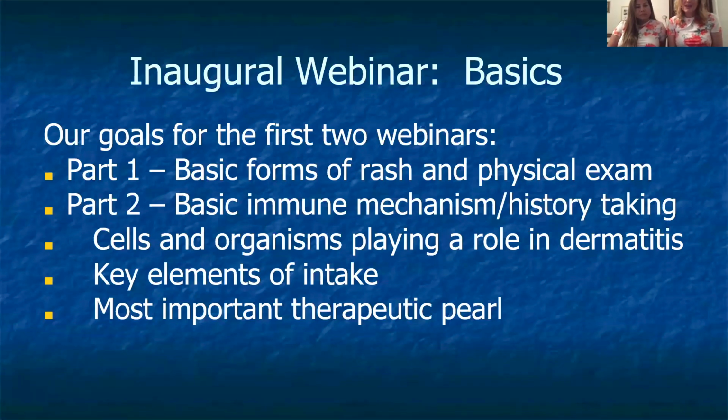And so we're going to try to make it simple and to start with the basics and then build on that. And we are going to include one of the most important therapeutic pearls that's been around for 100 years. And it's really quite effective when you have a patient that presents who is steroid naive coming into your clinic. And we'll get into that later.